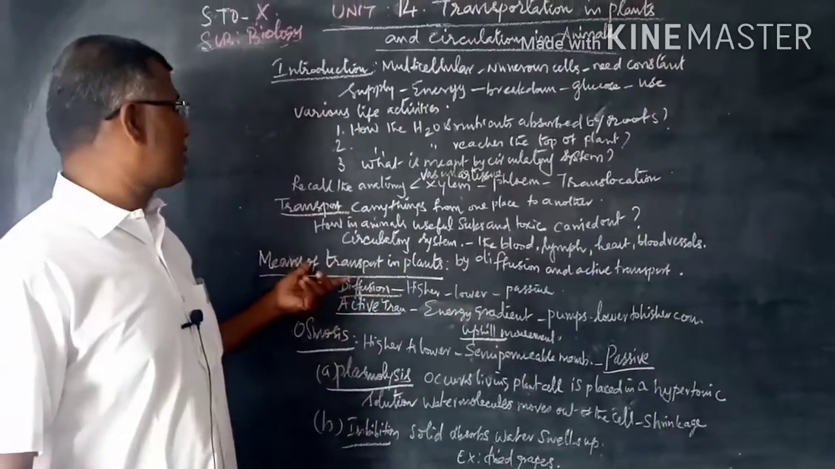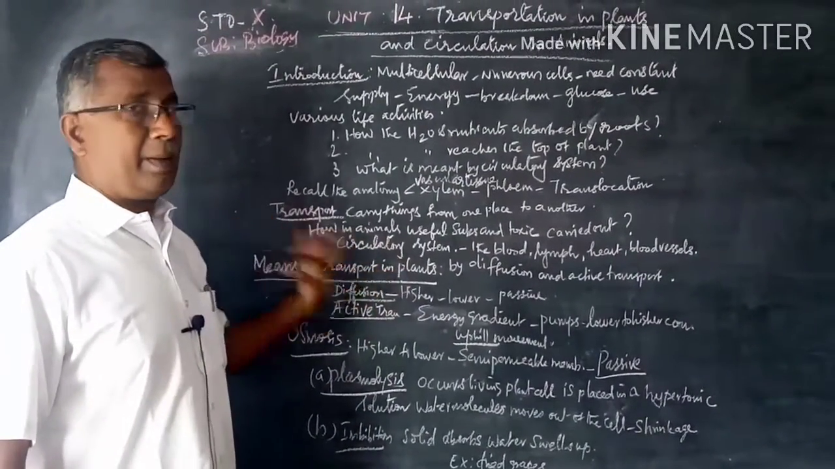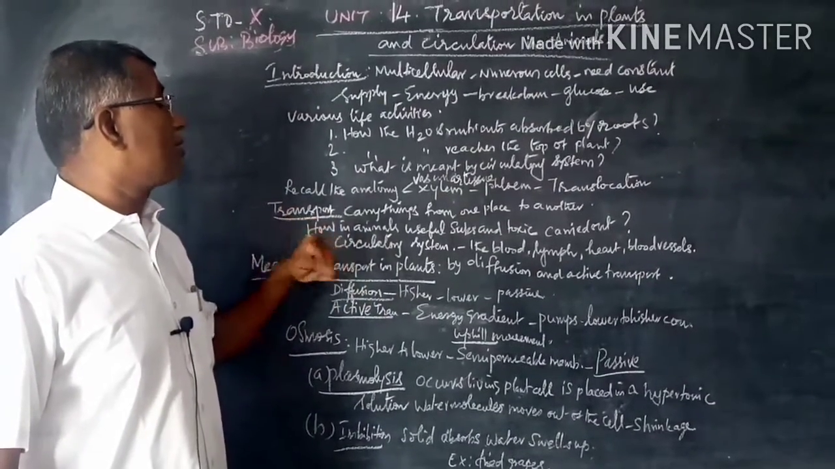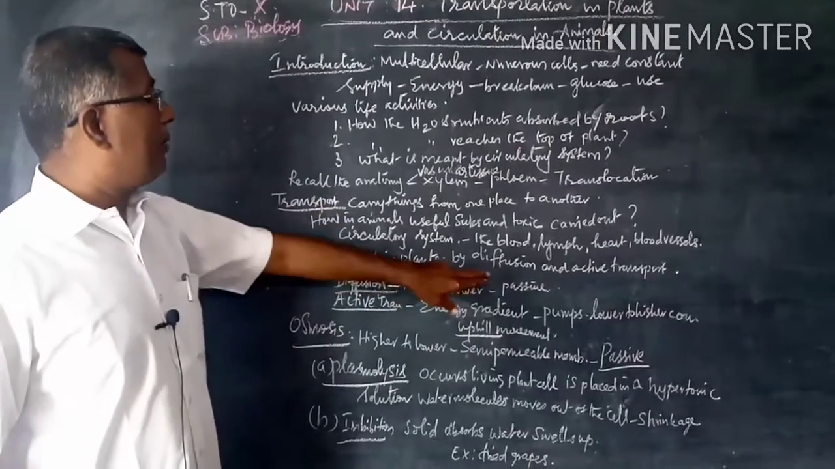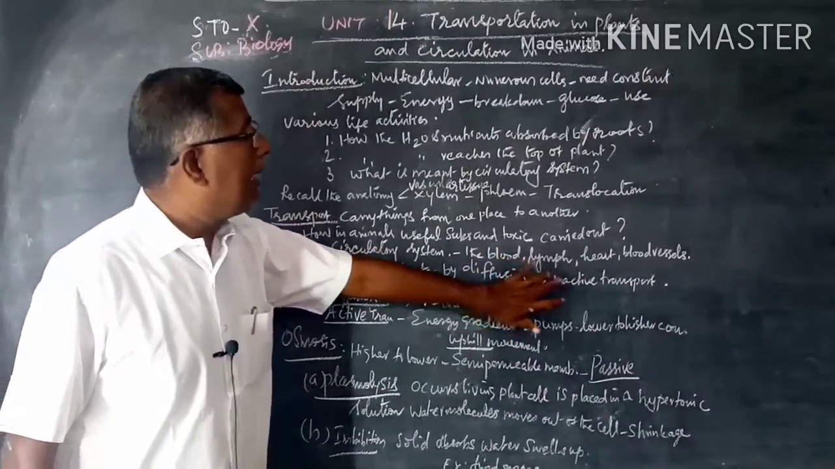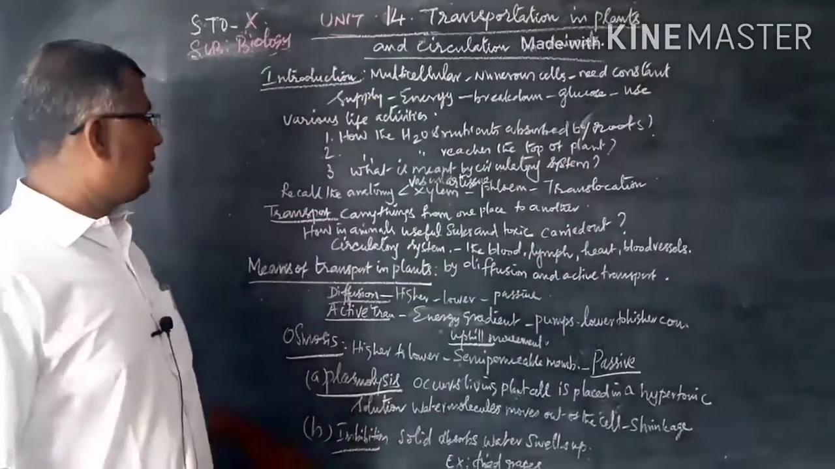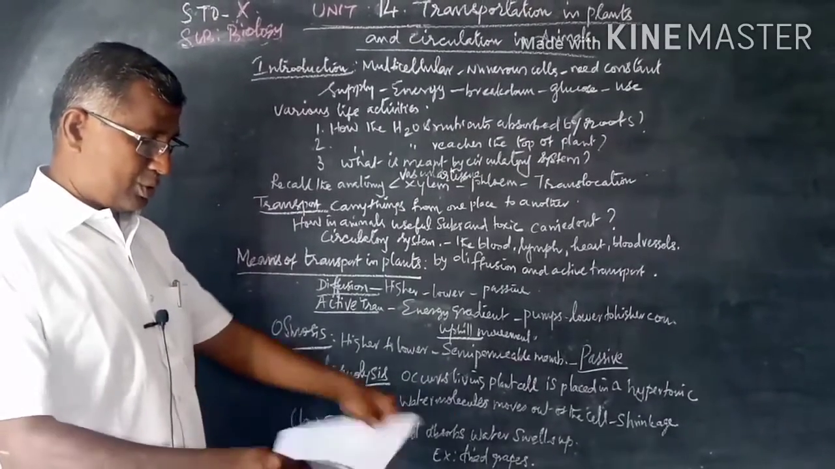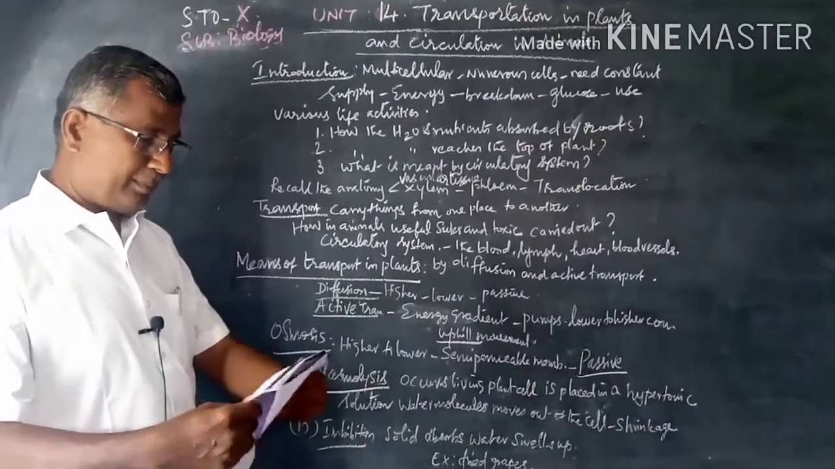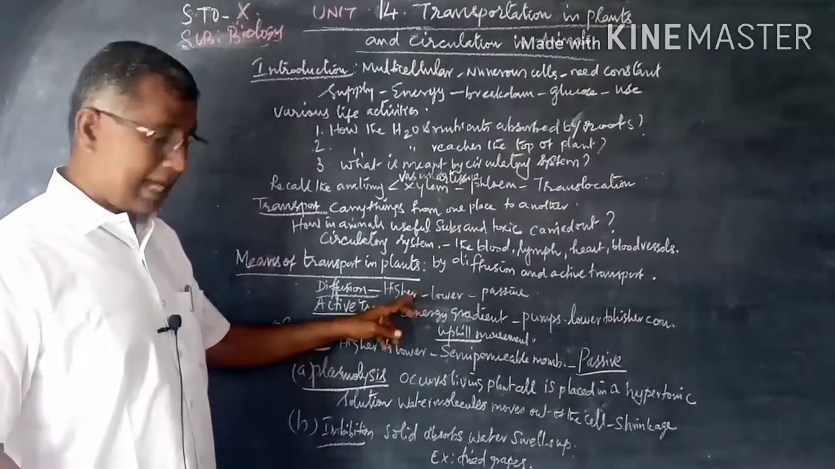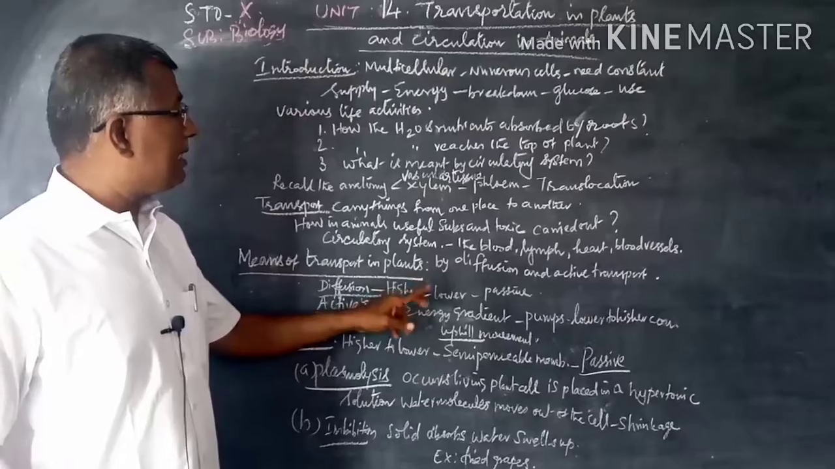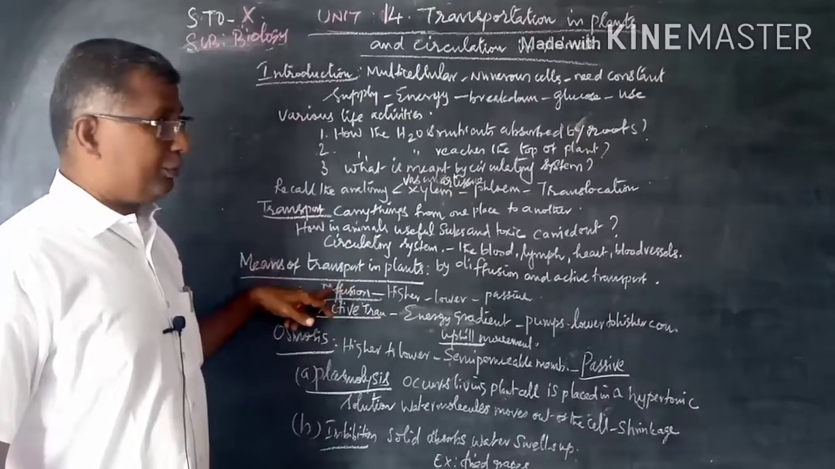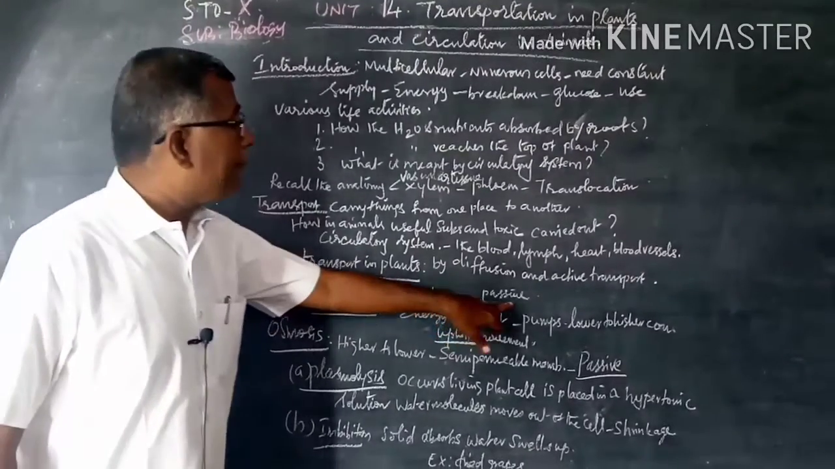What is the meaning of transport in plants? It is how food materials, water, etc. are transported from one place to another, generally by means of diffusion and active transport. What is the meaning of diffusion? Diffusion means movement of solid, liquid or gaseous molecules from a region of higher concentration to lower concentration. We call this diffusion. Understand? So this is a passive transport.